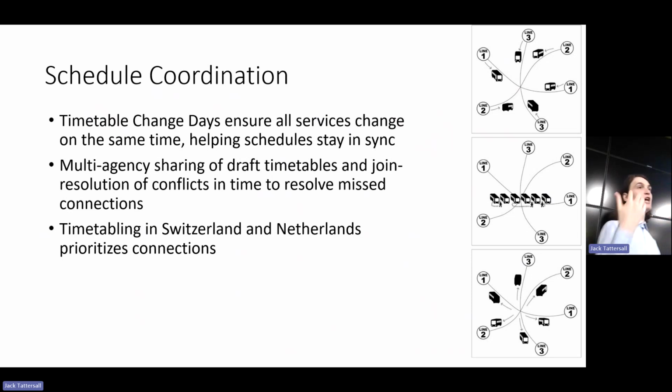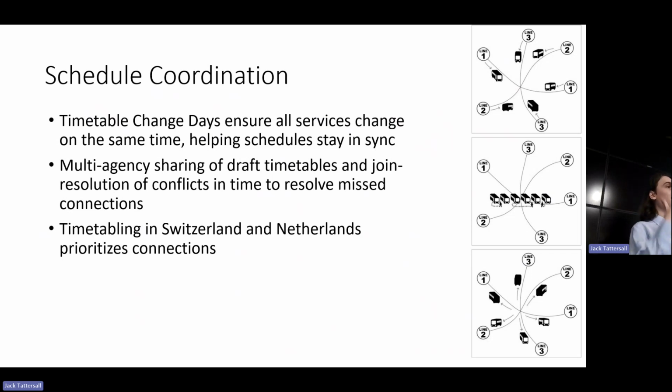It's important to have agencies share draft timetables in advance because there are certain deadlines by which you have to finalize a timetable before you put it out for bid by your bus drivers and your operators and assign it to rolling stock. Timetabling practices in some countries like Switzerland and the Netherlands explicitly prioritize connections in assigning train paths on the network. So that helps prioritize connections and keep them in sync. There are various governing structures and approaches that help support that sort of service integration and coordination and sharing of timetables that's really helpful in a regional transport network.